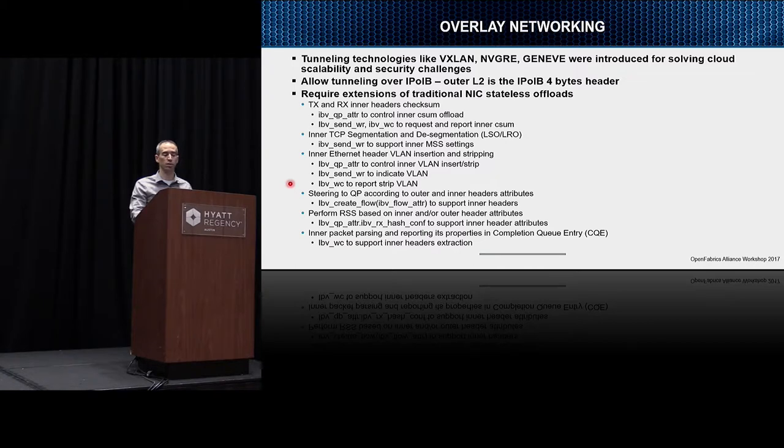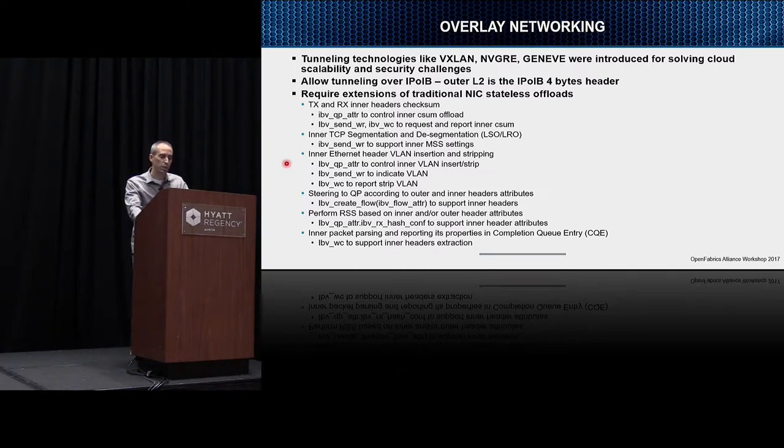Another point is the need to support overlay networks also over IP over IB. So basically we can enjoy tunneling of Ethernet packets on top of IP over IB packets. It is needed for servicing applications like OVS over IP over IB or any other cloud hypervisor. So the main goal here is also to allow stateless offload of inner headers. If we have a TCP encapsulated in VXLAN, we would like to allow LSO segmentation and desegmentation, LSO and LRO of the inner packet, also checksum offload, obviously, also perform RSS and TSS, or RSS in this example, based on the inner header, so we can include inner header attributes in the RSS hash.